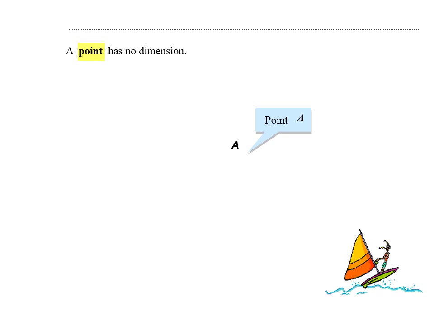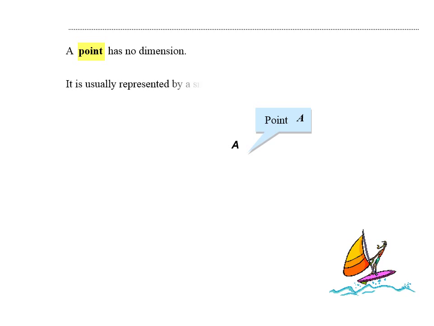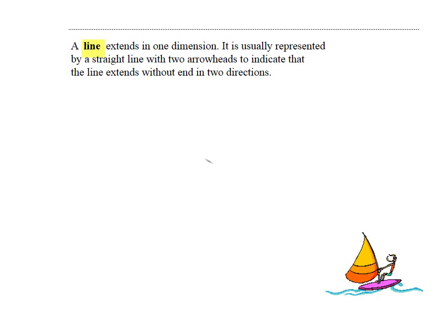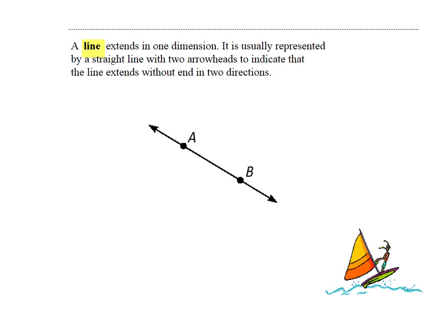A point has no dimension. We usually use a capital letter to state a point. It's usually represented by a small dot. A line extends in one dimension. It is usually represented by a straight line with two arrowheads to indicate the line extends without end in two directions.